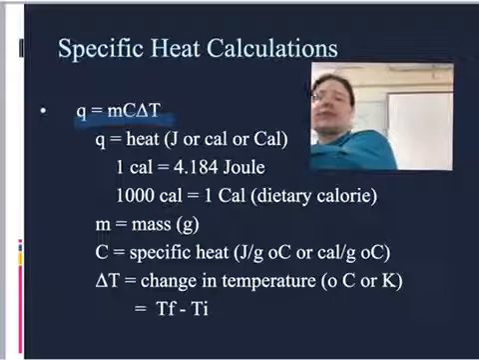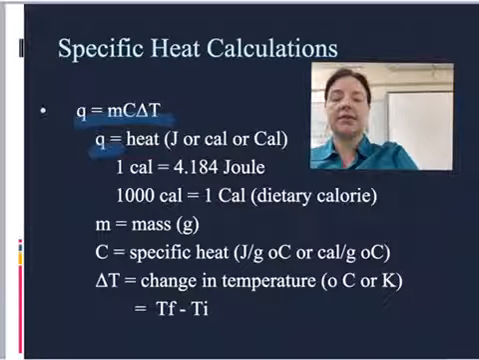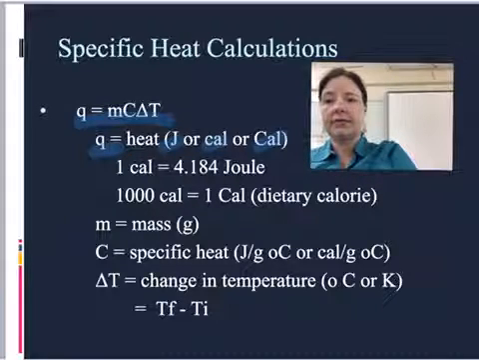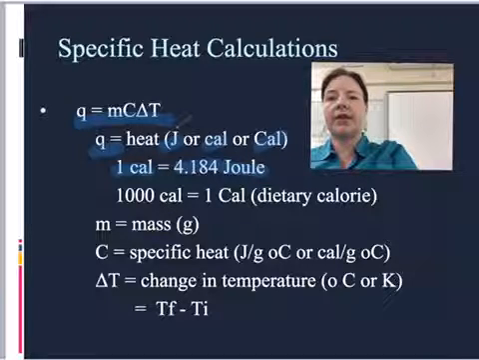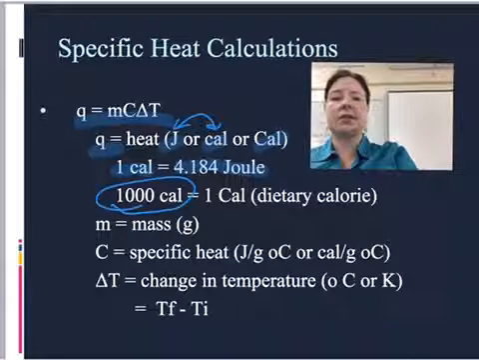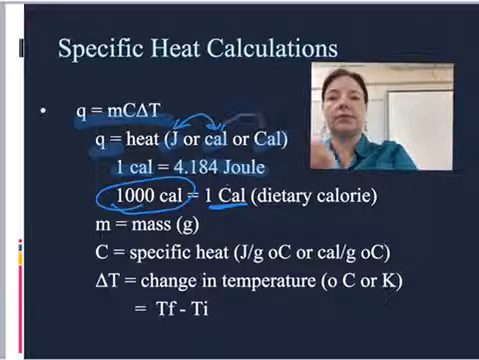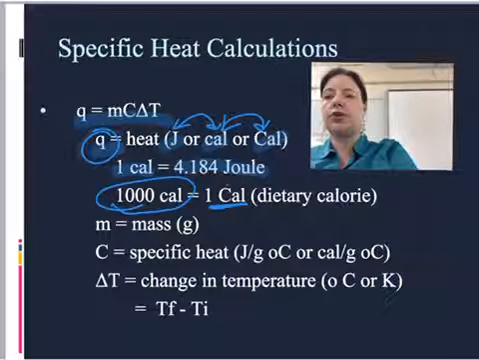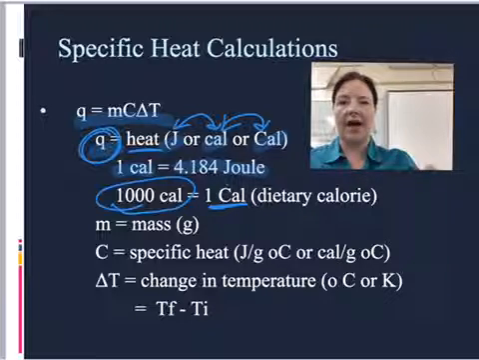So the first thing we're going to do is identify what all of these are. Q is the amount of heat, and that is going to be in the units of joules, calories, or kilocalories. A calorie is equal to 4.184 joules, so we can see our relationship between these. And 1,000 calories is equal to 1 kilocalorie, and we use a capital C there, so we can see the relationship between these two there.